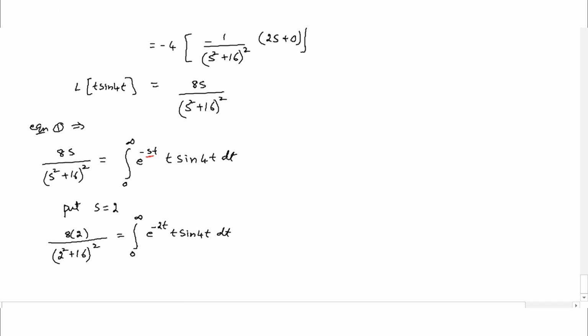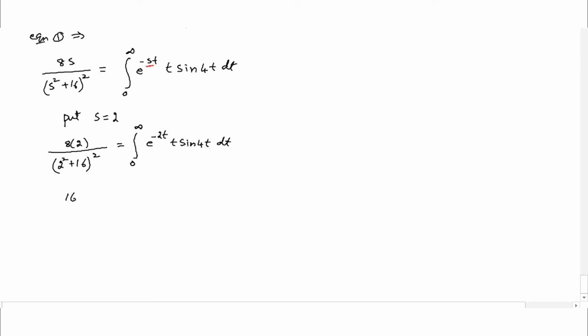So let us try to simplify the left hand side value. If you simplify the left hand side value, I will get the expression equal to 16 in the numerator divided by 20 square, which will become 400. That will be equal to the integral 0 to infinity e power of minus 2t, t sine 4t into dt. Or if I want to write the integral 0 to infinity e power of minus 2t, t sine 4t into dt, it will be equal to, you can just cancel out that expression.